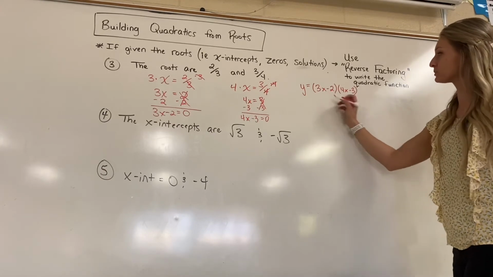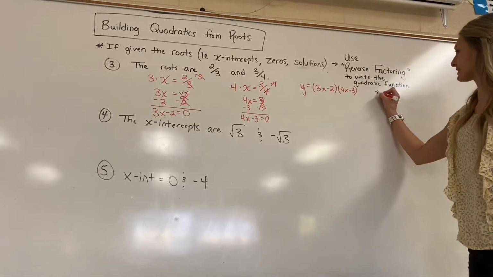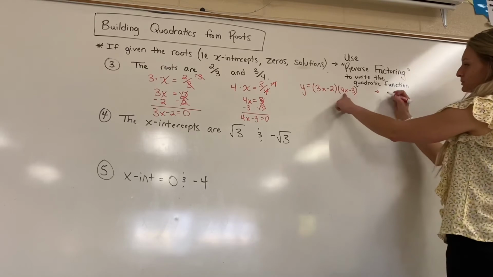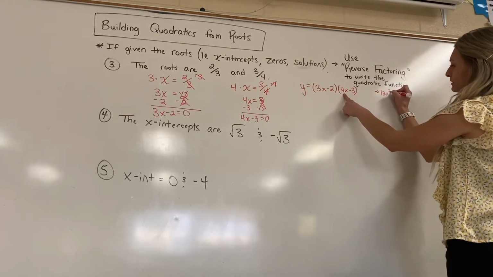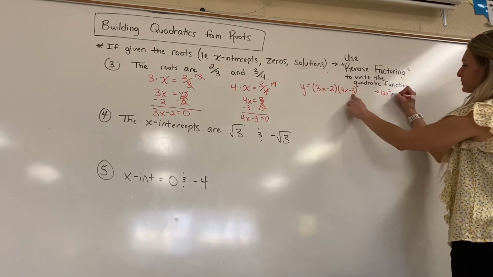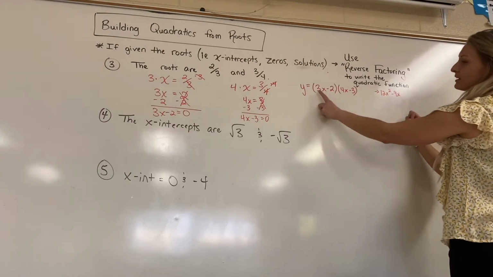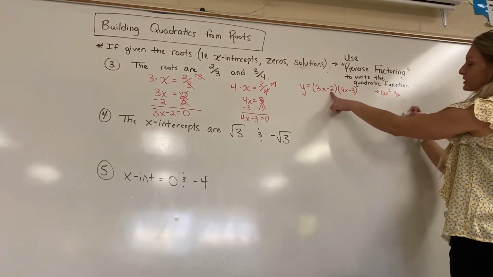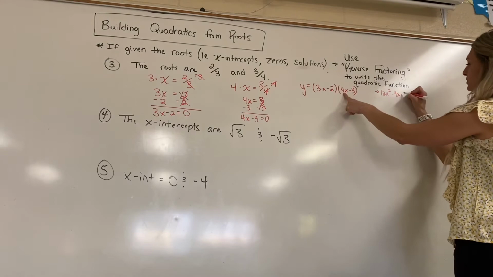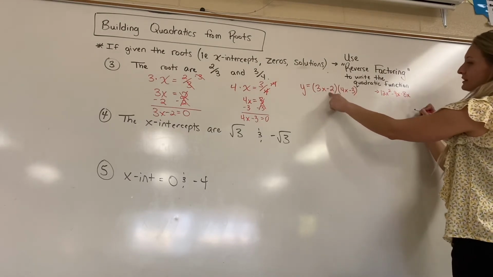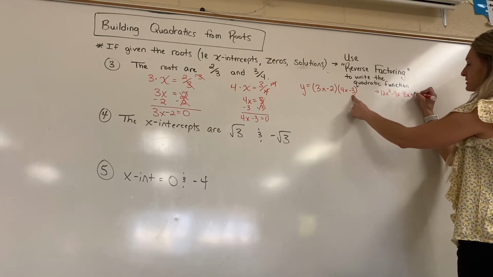And then if you needed to put it in standard form, remember you multiply it out, okay? So if I multiplied that out, just put it to the side here. 3x times 4x is 12x squared. 3x times negative 3 is negative 9x. So we're done with the 3x. Now we move to the negative 2. Negative 2 times 4x is negative 8x. And then negative 2 times negative 3 is positive 6.